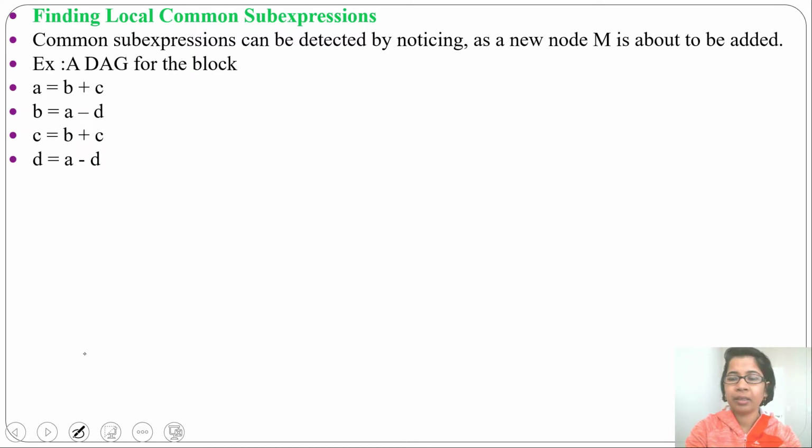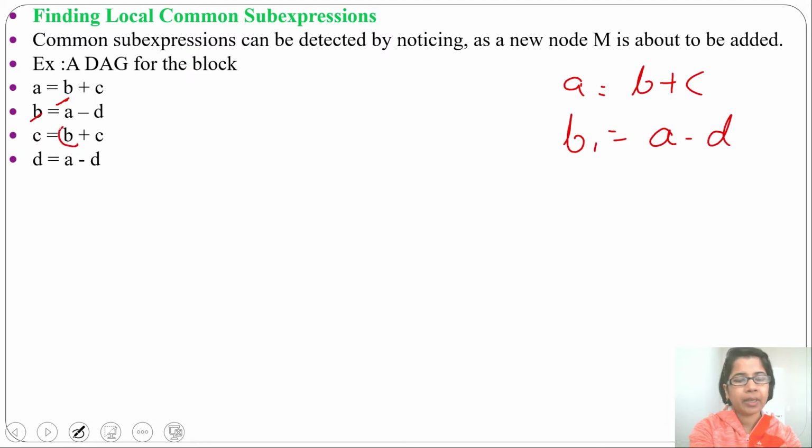So A equal to B plus C. Next statement, B equal to A minus D. This B is different from the previous B, so we'll write B1. B1 equal to A minus D. Next statement, C equal to B plus C. This B is the same as the previous B, so here we'll write B1. This C is different from this C, so we'll write C1 equal to B1 plus C.